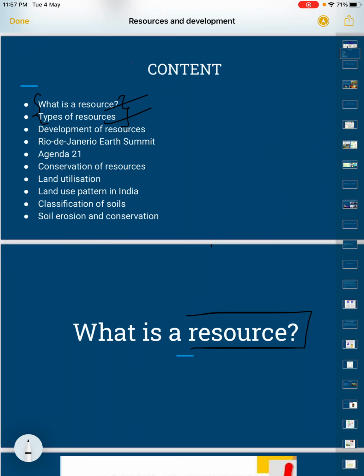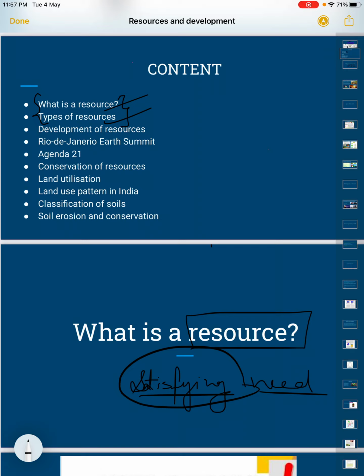See, a resource is everything and anything which is present on the earth, or which is present in our environment, but it should also be satisfying our needs. So resources are something which is present in the environment and it is satisfying our needs.